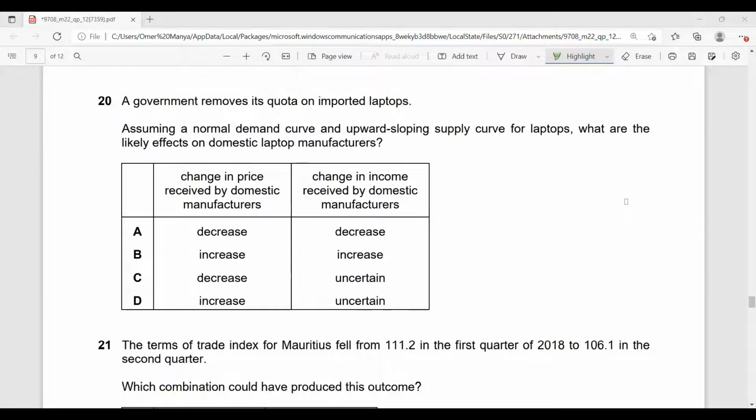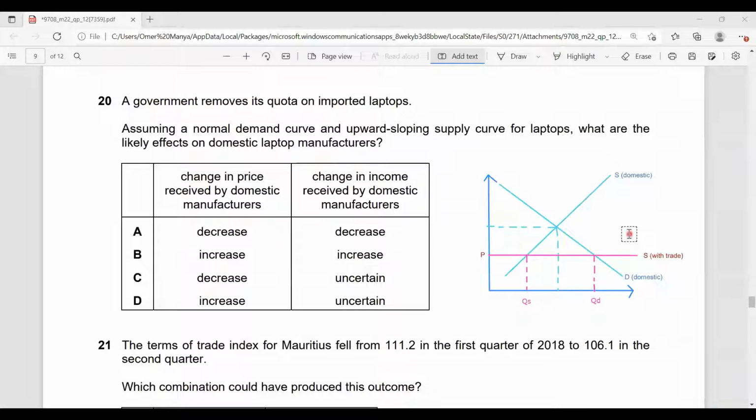Question 20. A government removes its quota on imported laptops. Assuming a normal demand curve and an upward sloping supply curve for laptops, what are the likely effects on domestic laptop manufacturers? The following diagram shows you what takes place when there's international trade.